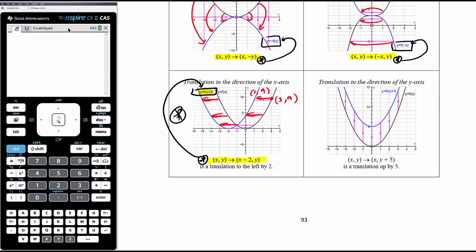And finally, translating up or down, or in the direction of the y-axis. If we translate the graph up by 5, we're looking at this equation here, f of x plus 5, which translates the graph up by 5. Every single point has moved up by 5, so we're adding 5 onto the y coordinates. If the original point was (x, y), the transformed point is (x, y + 5). And again, we want to look at if this is what's happening to every point, the result when we apply it to the equation is going to be that.